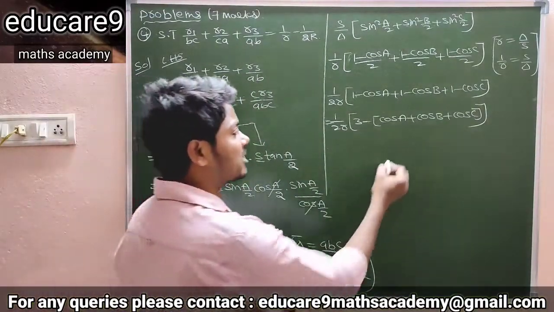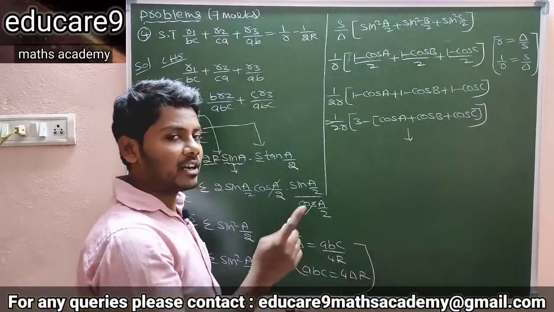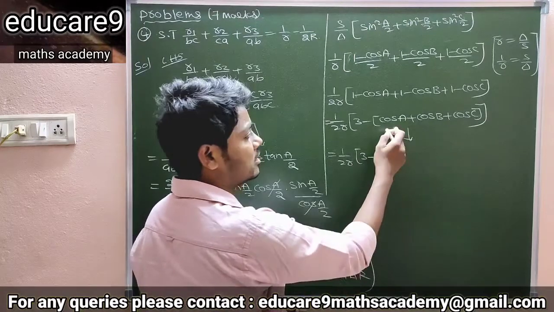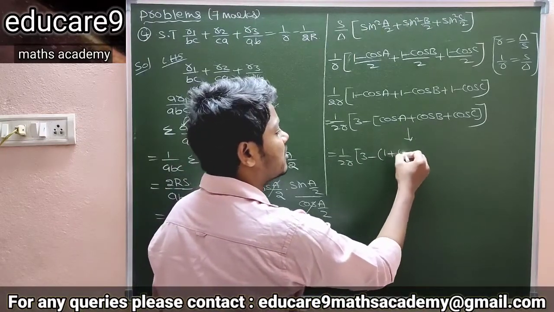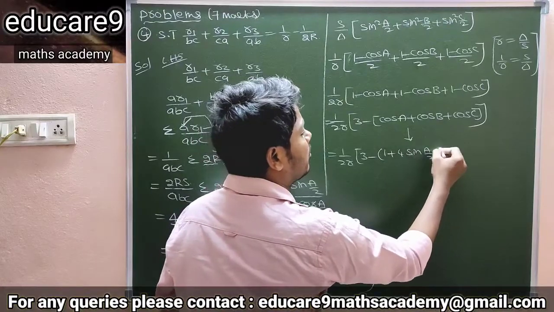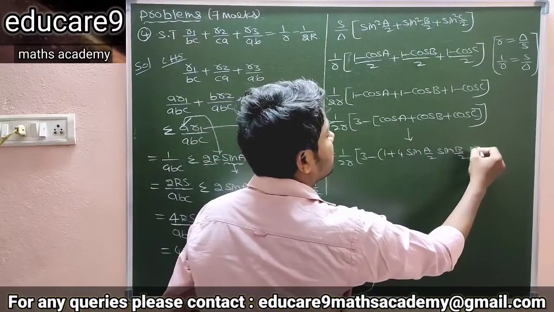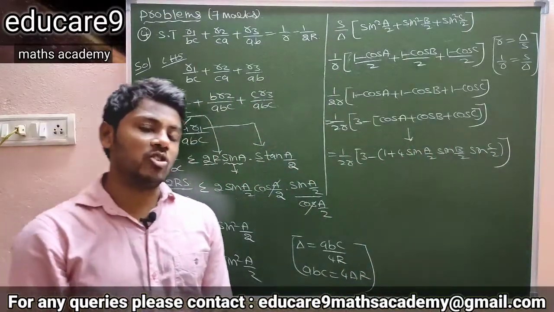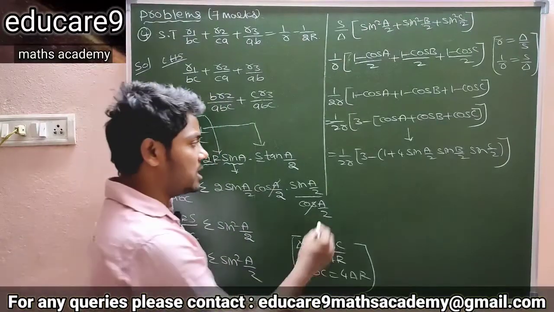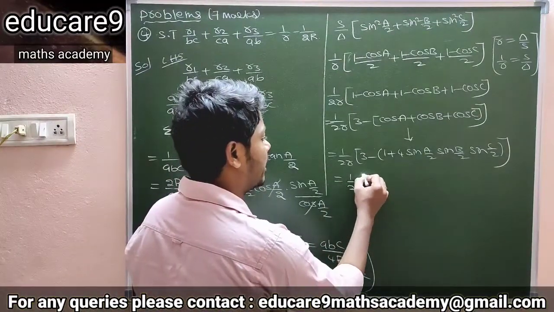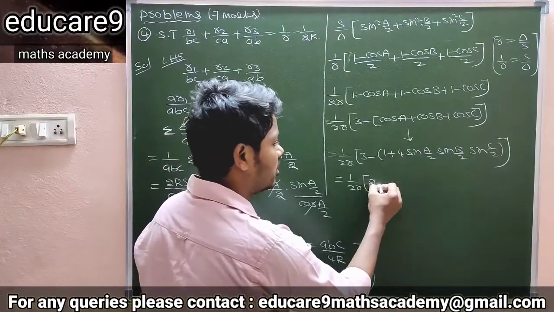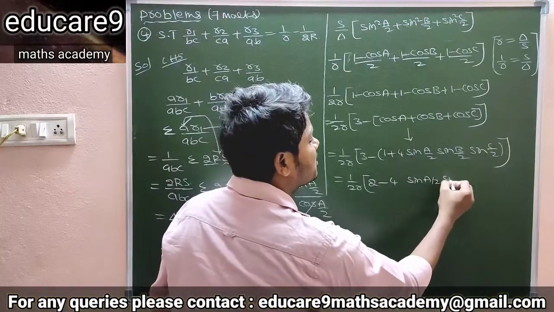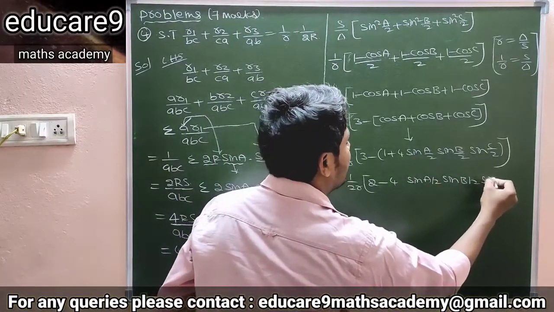Again you know the cos A plus cos B plus cos C formula from the trigonometric transformations. So here that is 1 by 2r into 3 minus. So this formula is 1 plus 4 sin A by 2 sin B by 2 sin C by 2. So this is the cos A plus cos B plus cos C formula. Now see here, this is 1 by 2r into 3 minus 1, 2 only, no? 2 minus 4 sin A by 2 sin B by 2 sin C by 2.